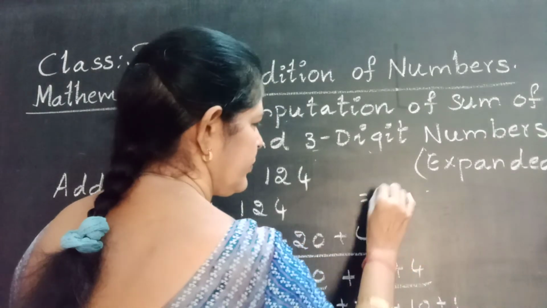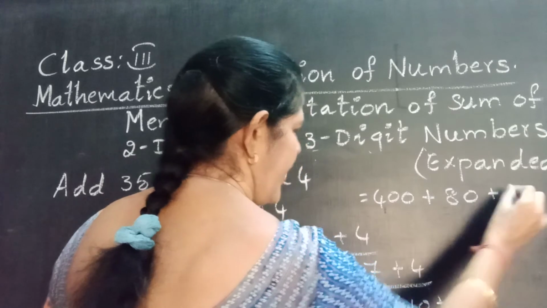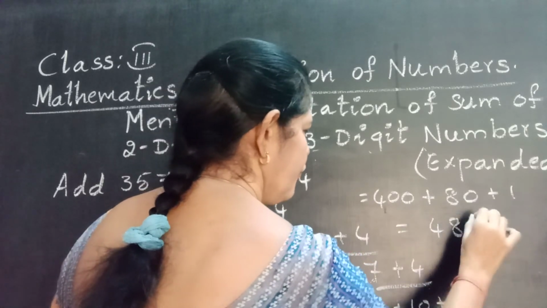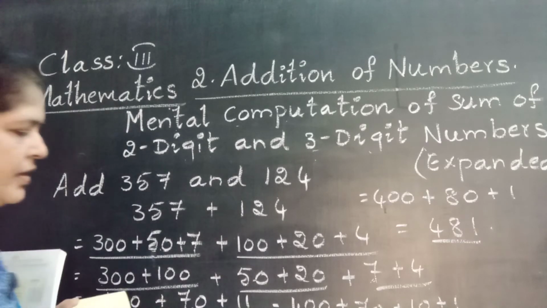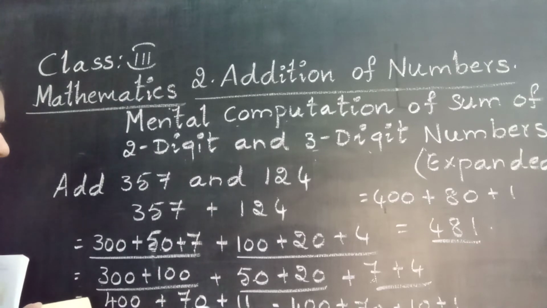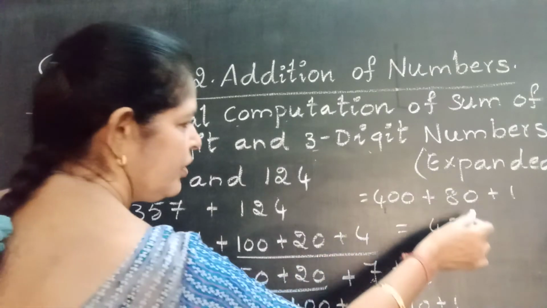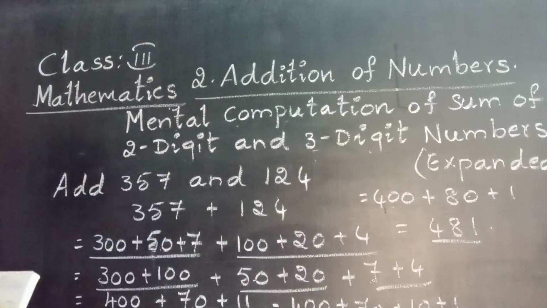400, 70 plus 10, 80, plus 1. The total goes to 481. But here there is no need to expand. If you are doing it directly, no problem. 70 plus 11 equals 81. 400 plus 81 goes to 481.